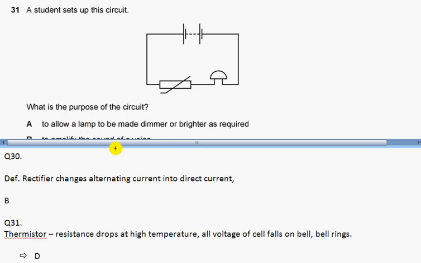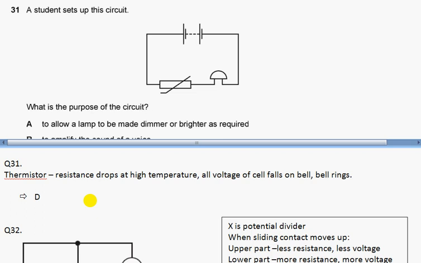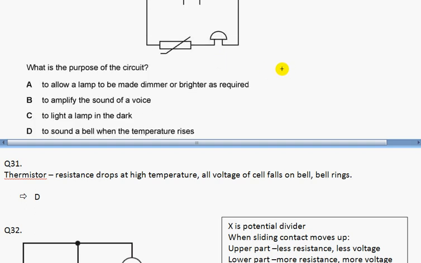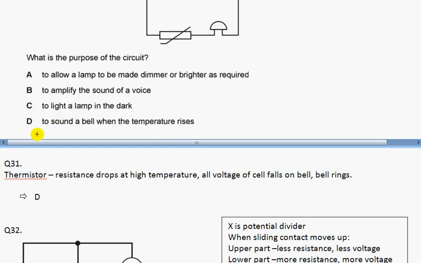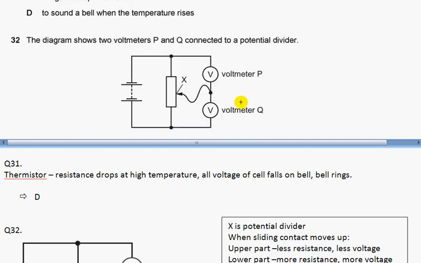A student sets up the circuit. What is the purpose of the circuit? What do we see in the circuit? We see a bell and we see a thermistor. Thermistor resistance drops at high temperature, so all voltage falls on the bell and it starts ringing. So our choice is D, sound a bell when the temperature rises.